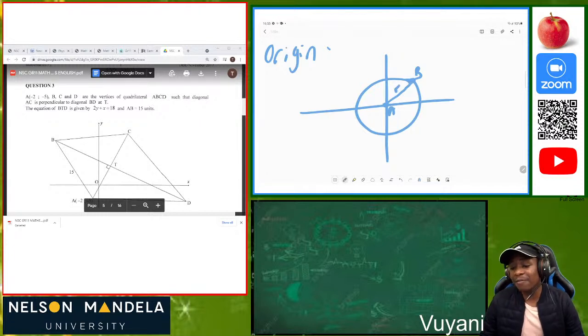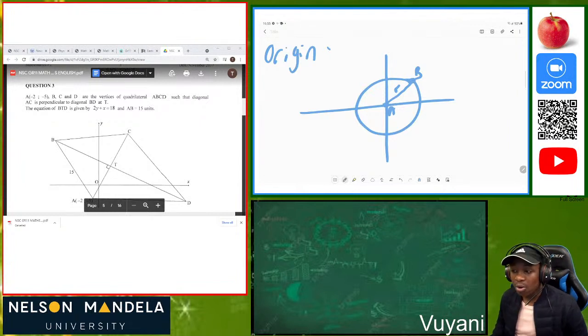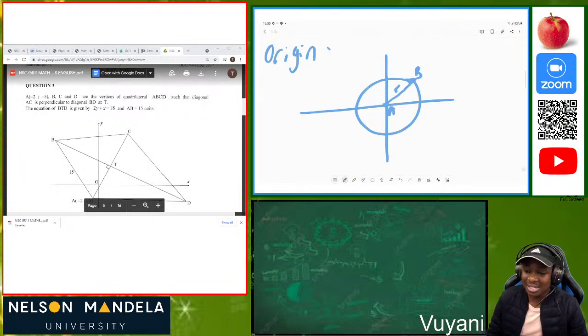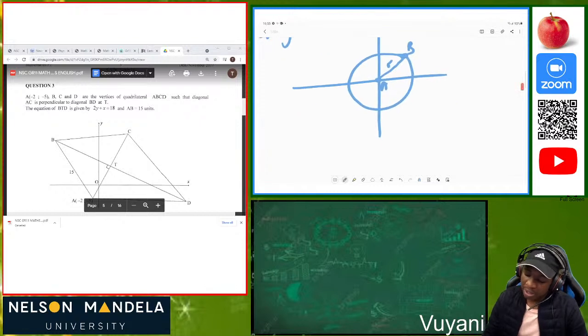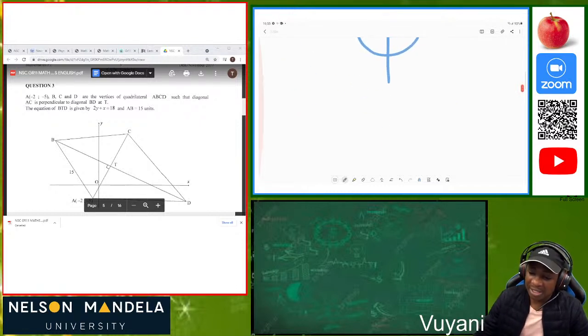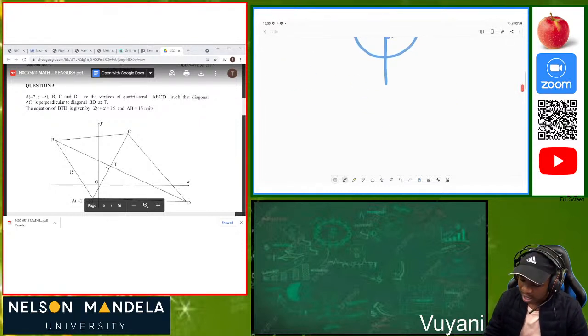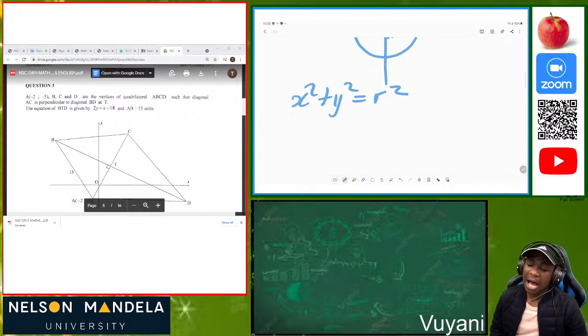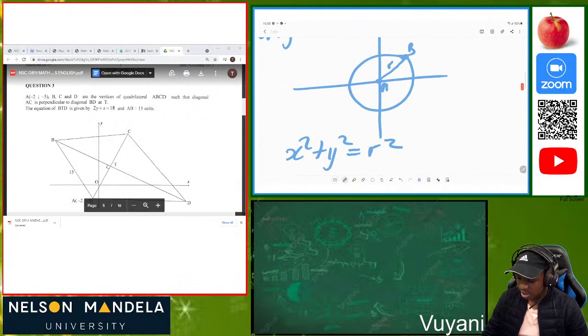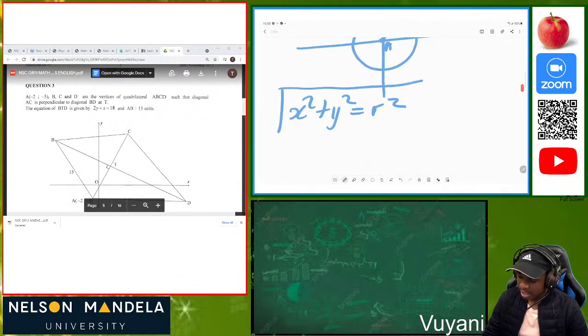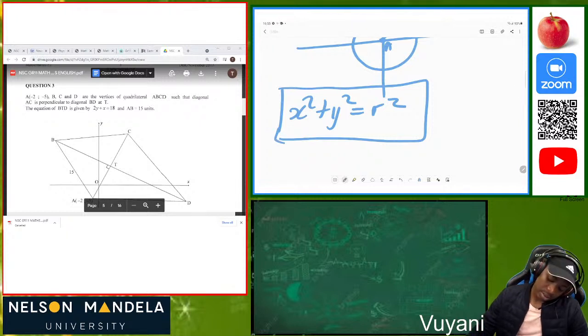Any line coming from the center to the circumference of a circle is the radius, or the radii if there are many. So now, what is the equation of a circle centered at the origin? It is that x squared plus y squared is equal to r squared. What is r representing? r is representing the radius. Please, this is an important equation.